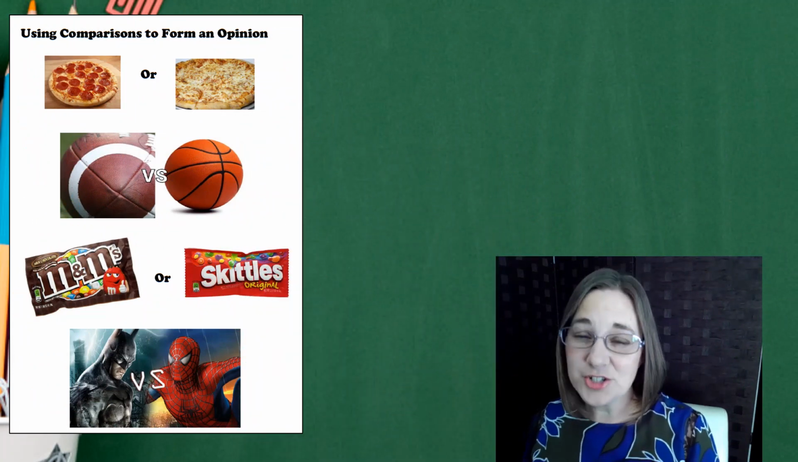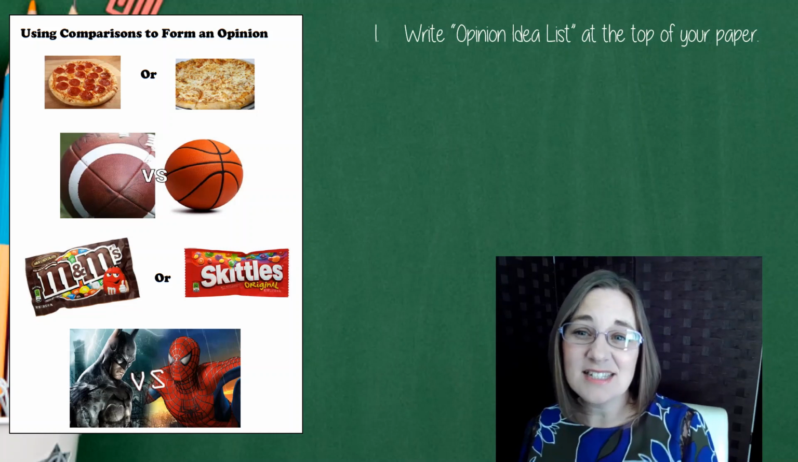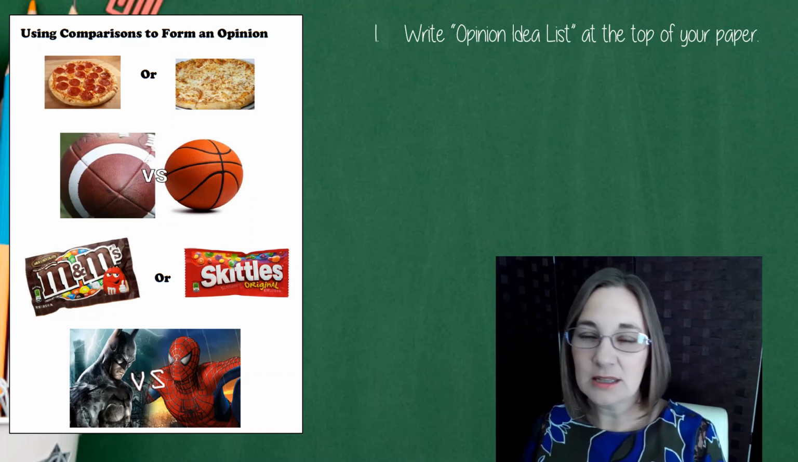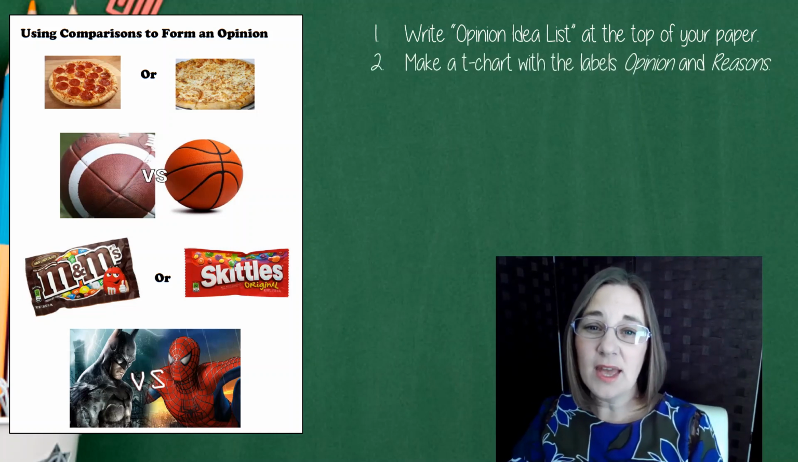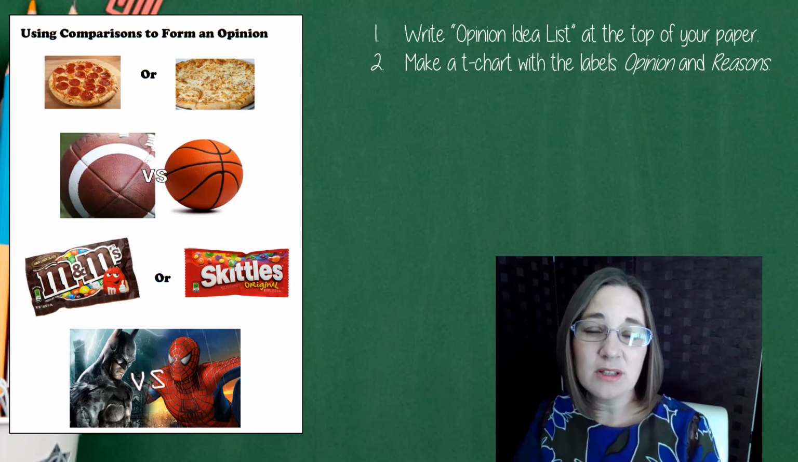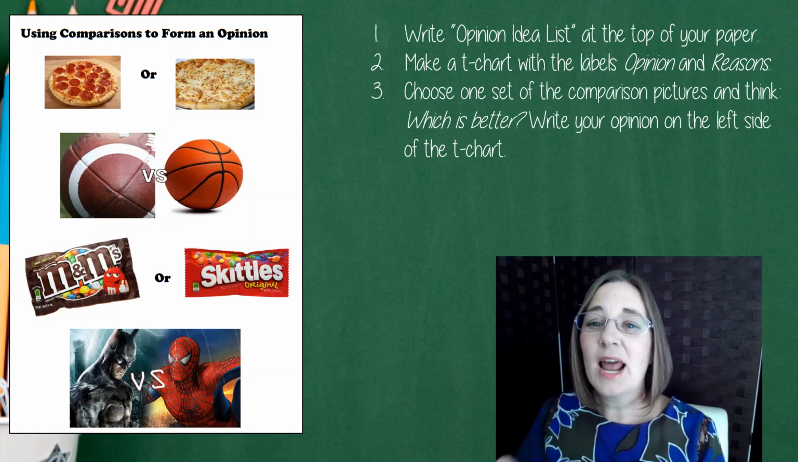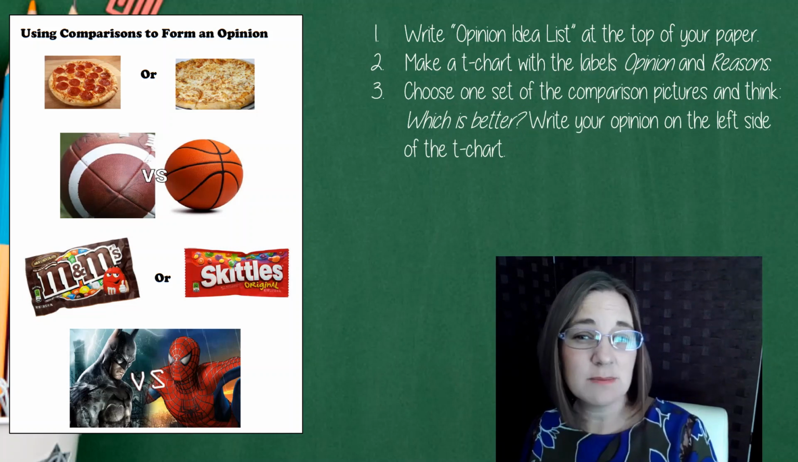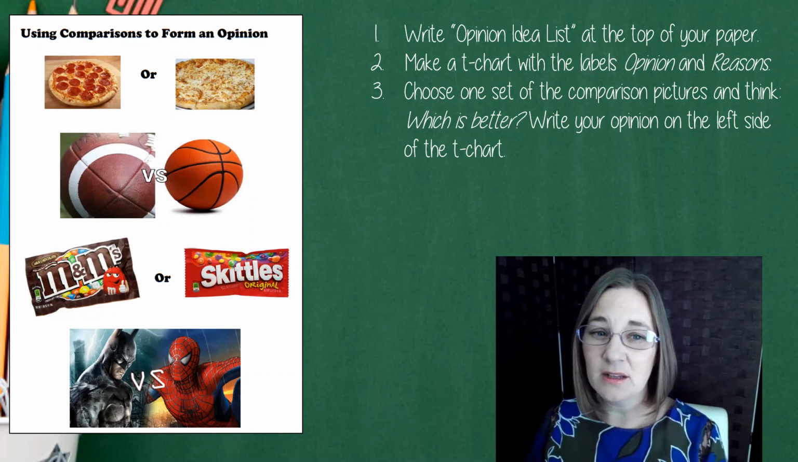All right, second grade, here's your job for today. First, you're going to write opinion idea list at the top of your paper. You can do this on a blank piece of paper, on a lined piece of paper, or in your notebook. It's up to you. Then, I want you to make a T-chart with the labels opinion and reasons. After that, I want you to choose one set of the comparison pictures and think, which is better? And write your opinion on the left side of the T-chart under opinion.